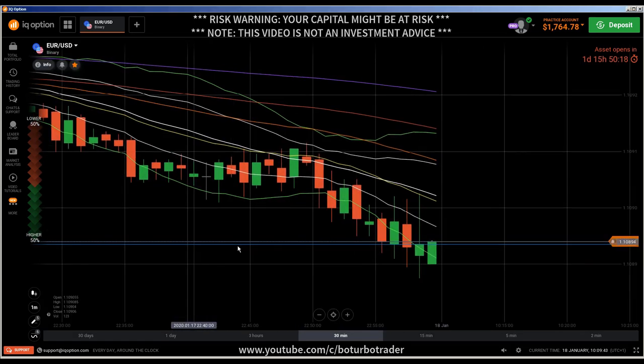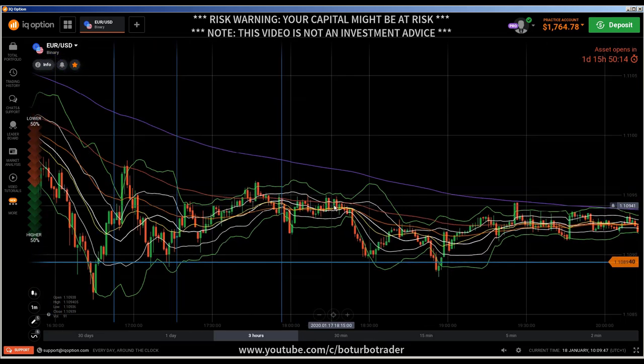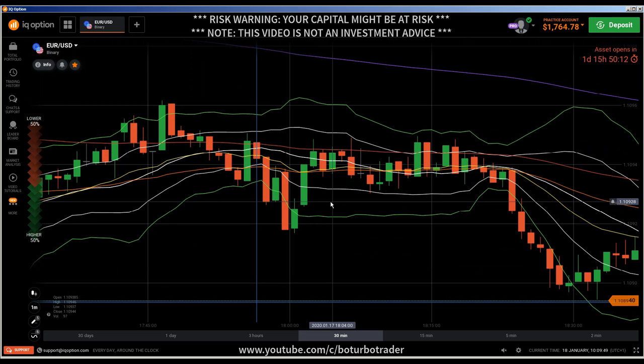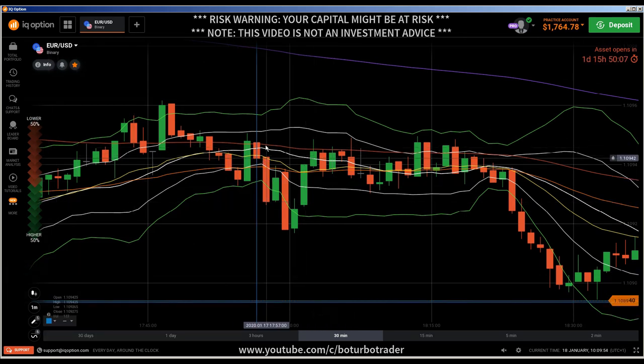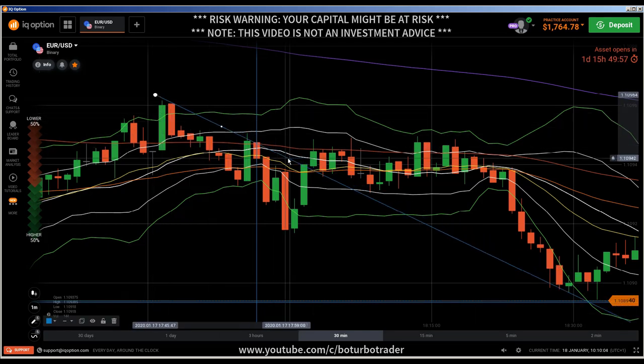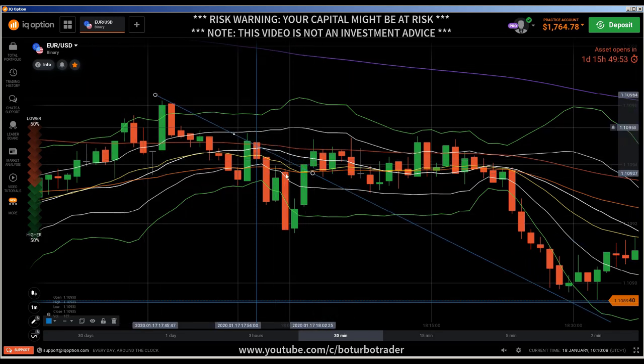I have prepared something here. Let me show you. Look at this, because it's not easy to spot them. So what do we have here? We have an evening star. It's an evening star with a pullback in a downtrend. Let me show you this, I will show you this now really in detail. We have a downtrend, and then we got an evening star.